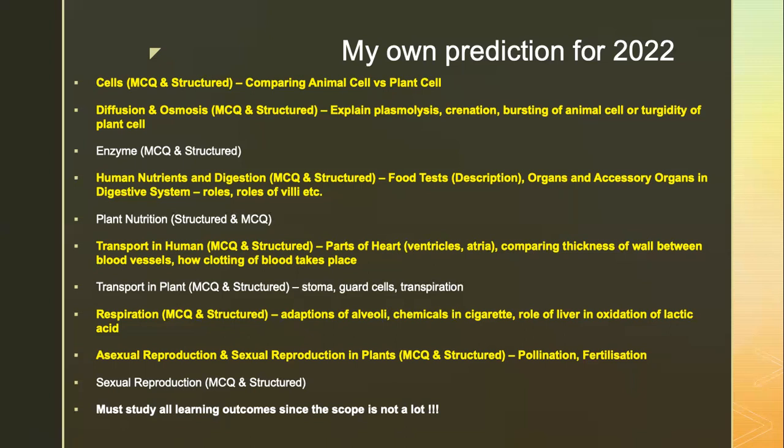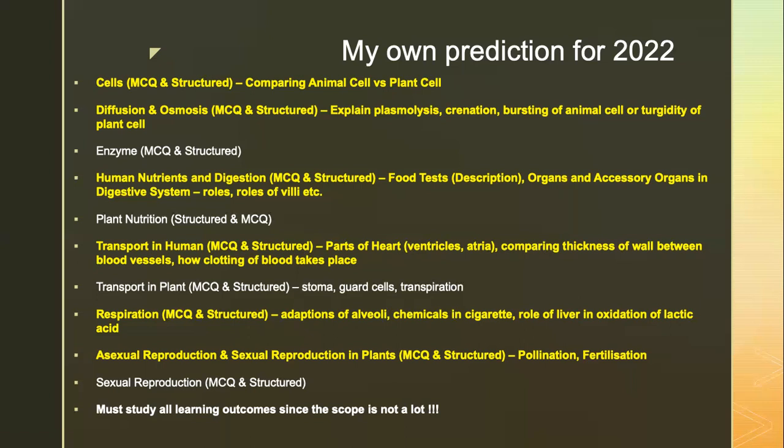So they may ask about the process. Instead of asking how temperature has an effect, they may ask about a general process about how the enzyme active site binds, how the substrate binds to the enzyme active site, and so on, to form the enzyme-substrate complex.